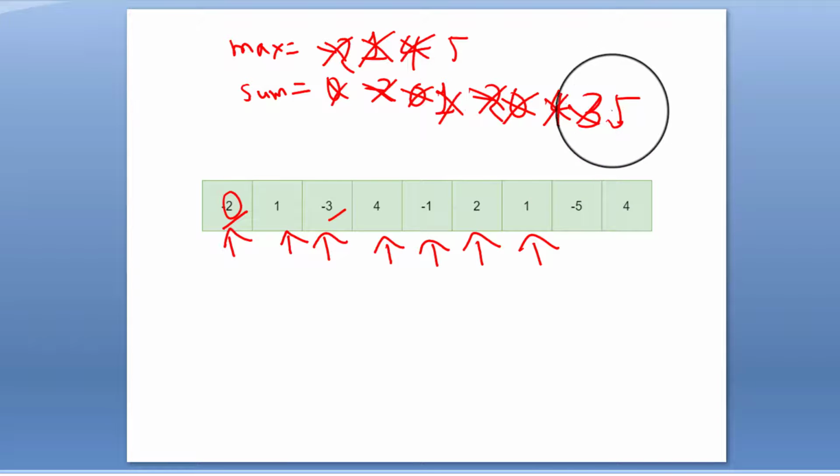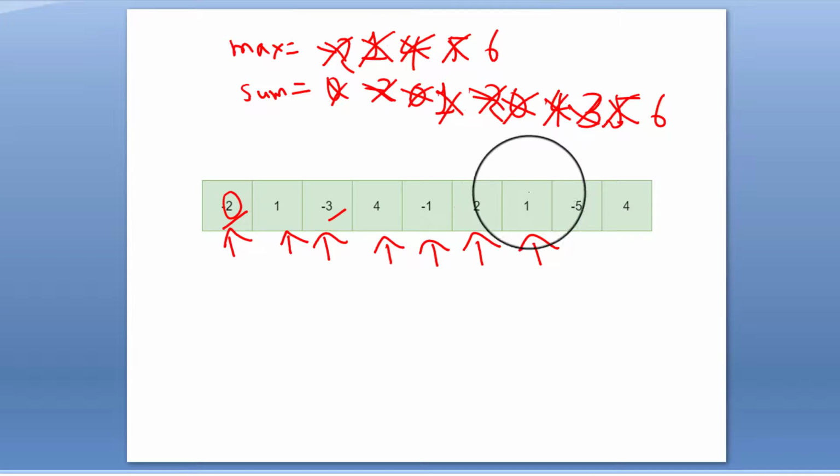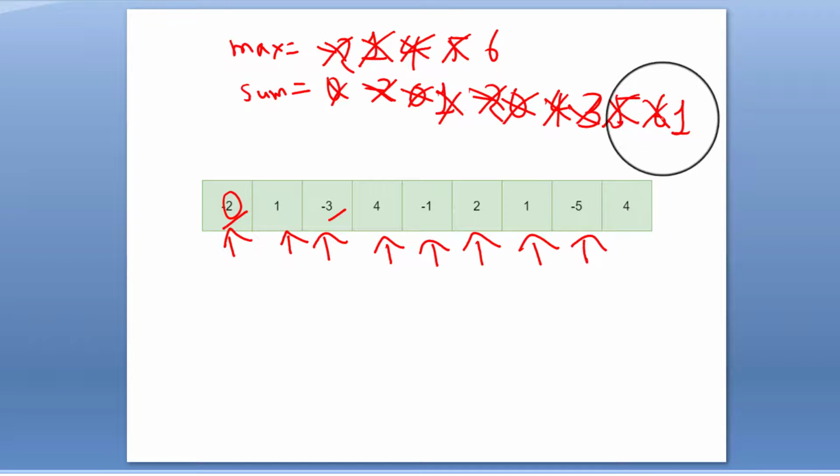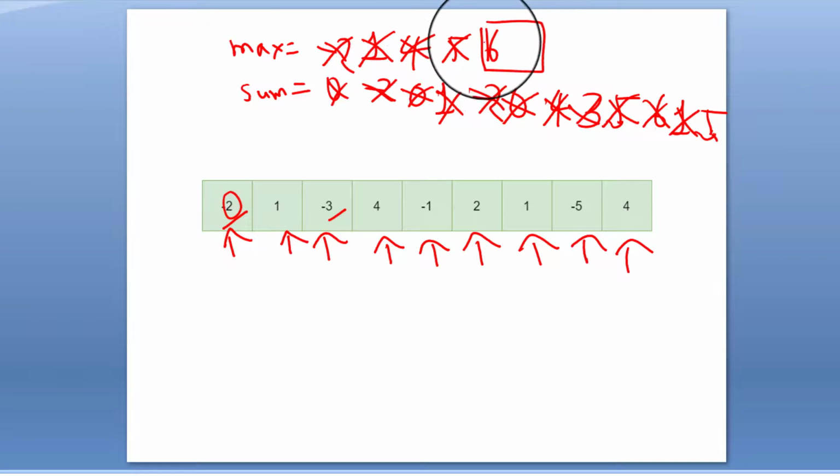We add 1 to 5. It will be 6 now, and we check if 6 is greater than 5. Yes, it is, and we place 6 in max. And again we add -5 to 6. It will be 1, and we check if 1 is greater than 6. No, it's not, and it is greater than 0, so we are not going to reset it, and we add 4 onto 1. It will be 5. Is 5 greater than 6? No, it's not. Max is still 6, and we're not going to reset it. So our final answer is 6.